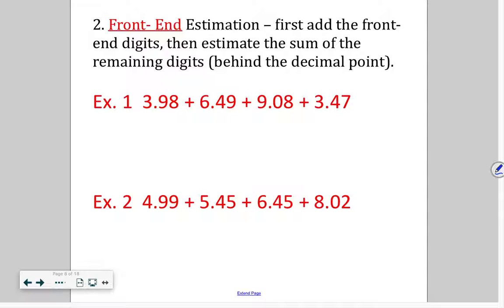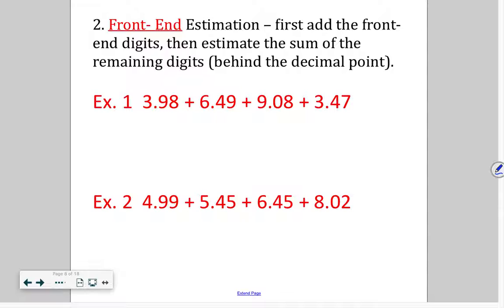Okay, so your book has something called front end estimation. Fill in those blanks. The name, front end estimation, is already telling you what to do. The front says to add together the numbers in front of the decimal point. The end part says to look behind the decimal and see if you can put some numbers together that are close to a whole number, close to like $1, for example. Now that maybe sounds a little confusing, but let's go through and I'll show you what I mean.